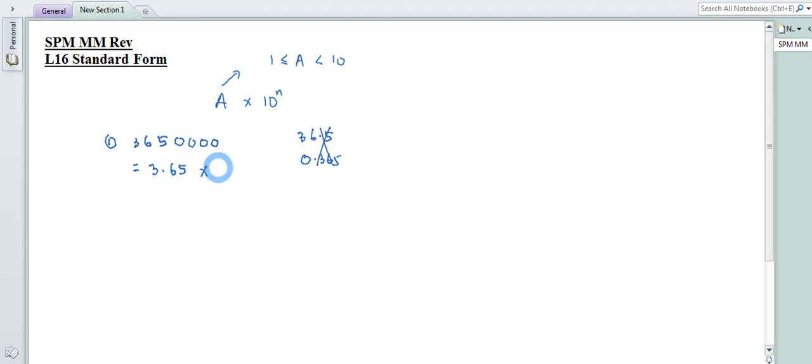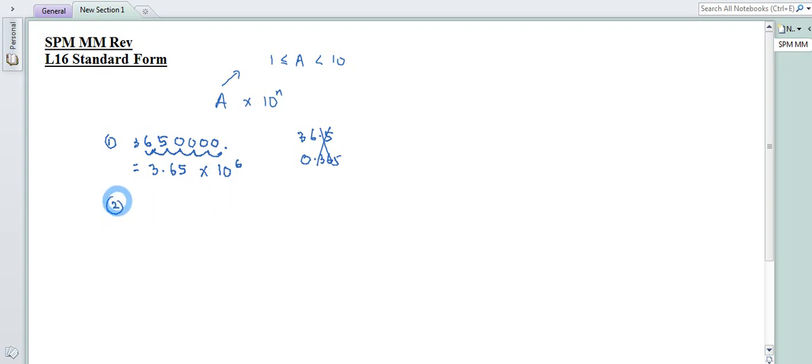So times 10 to the power of what? Okay, so if you don't have any decimal here, it means that the decimal is actually over here. So now I already moved the decimal to here, so I have to move back here. 1, 2, 3, 4, 5, 6. Okay, so this is 10 power 6.